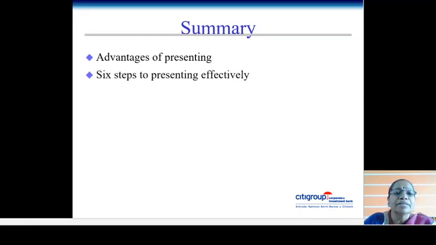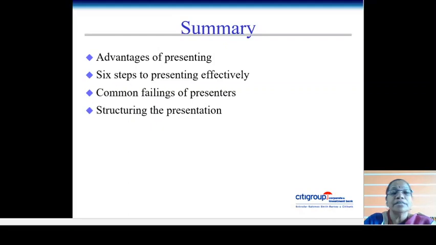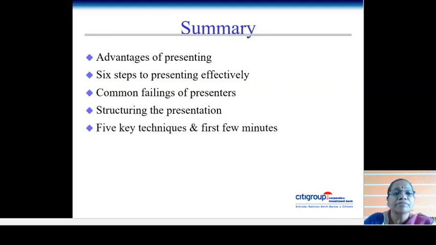Now this is the summary of my presentation. Advantages of presenting, then 6 steps to presenting effectively, common failings of presenters, structuring the presentation, 5 key techniques for the first few minutes, visual aids.